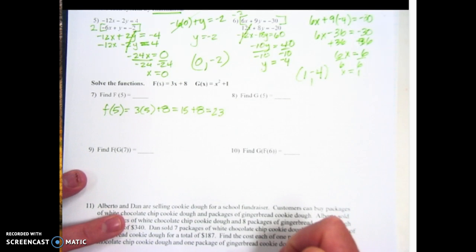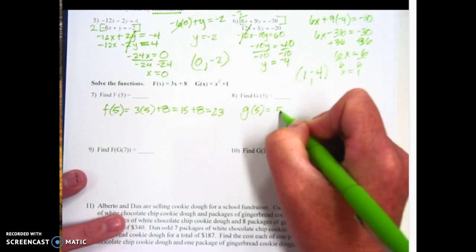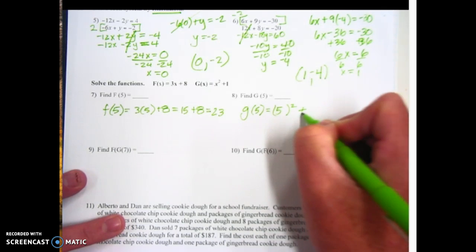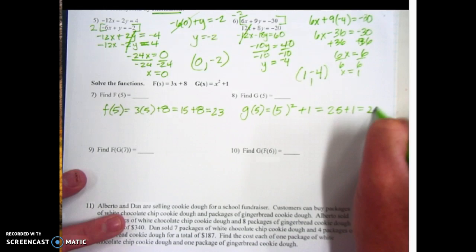Now I'm going to plug 5 into g. So my g of 5 is going to be 5 squared plus 1. 5 squared is 25, so 25 plus 1 is 26.